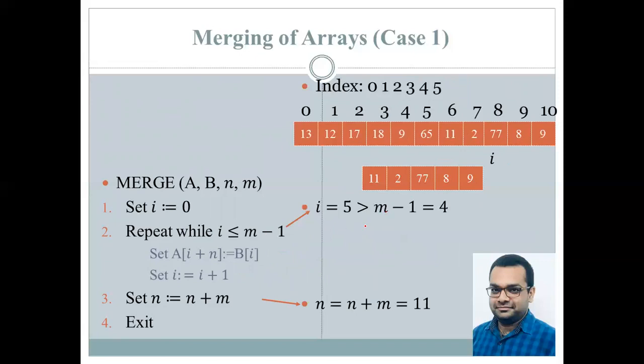Now in the next step, the value of I goes out of bounds and becomes 5, and it is greater than m minus 1. Since this check fails, these statements are not executed, and the program jumps to statement number 3, and the value of n is set to n plus m, that is equal to the number of elements from both the arrays taken together.